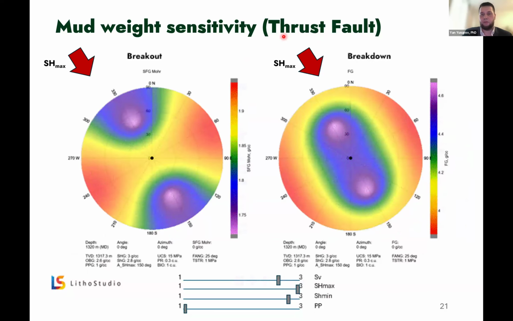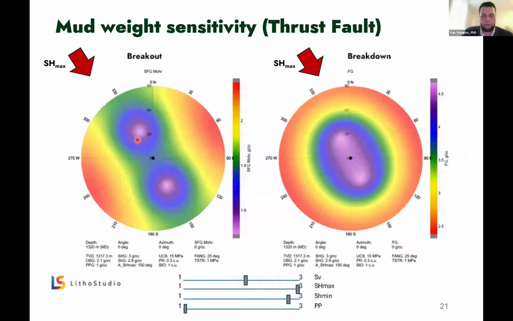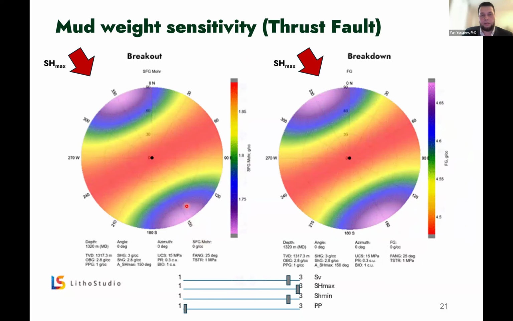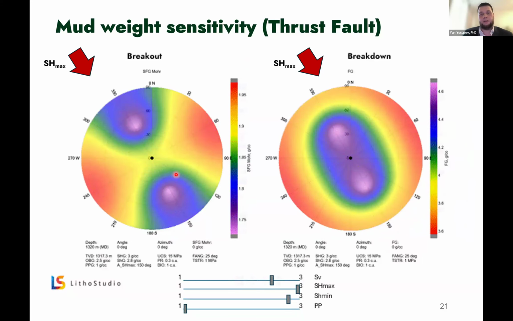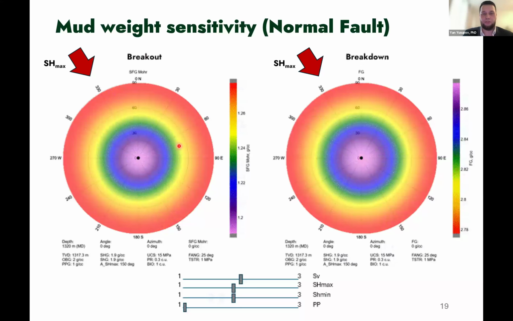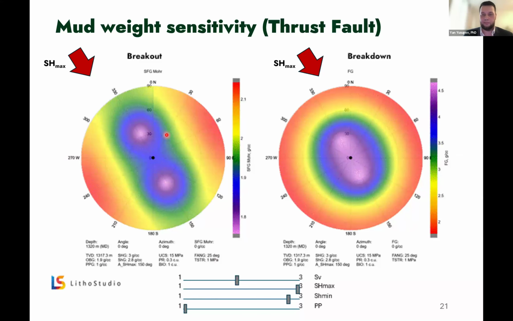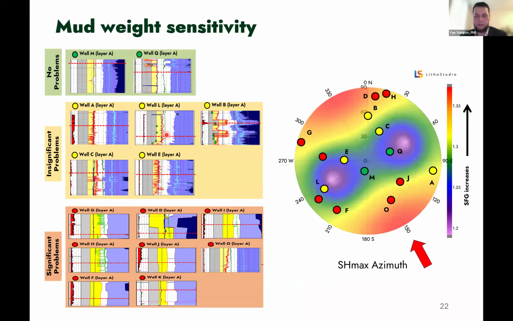And lastly, this is the thrust fault or reverse fault. The most stable well will be associated with a horizontal well in the direction of SHmax. This is the reverse case in relation to the normal fault. And geomechanics takes these factors into account and allows us to use the correct safe mud weight window. This is one of the methods to estimate the mud weight sensitivity.